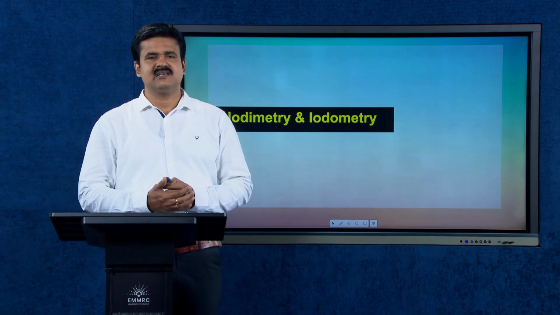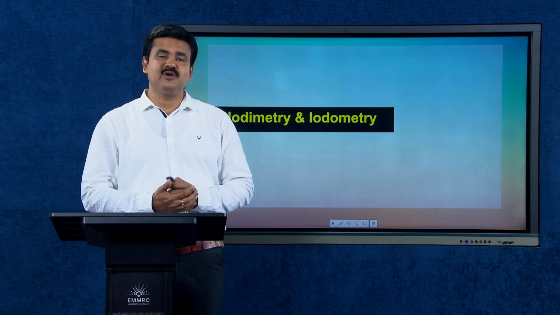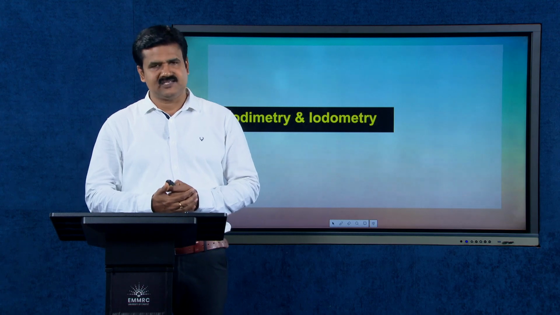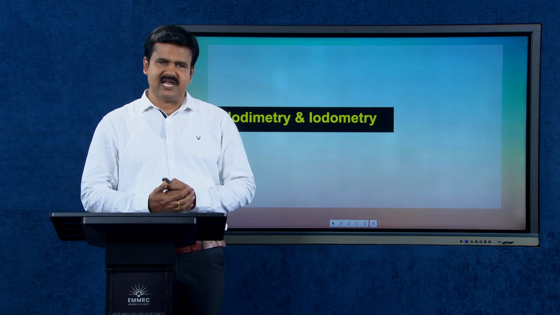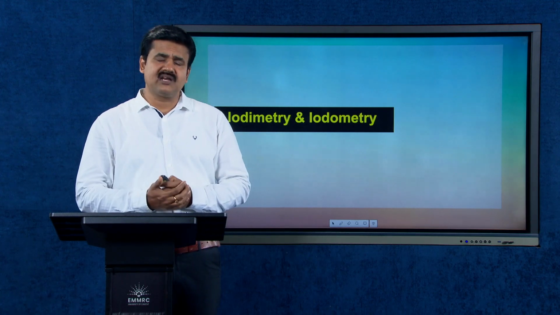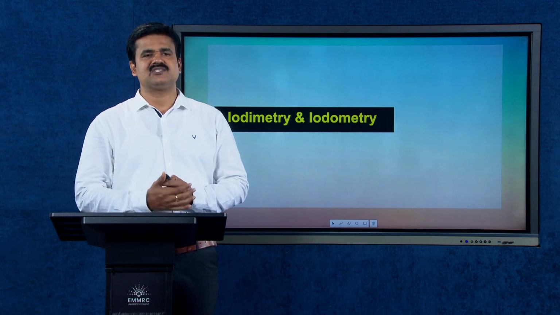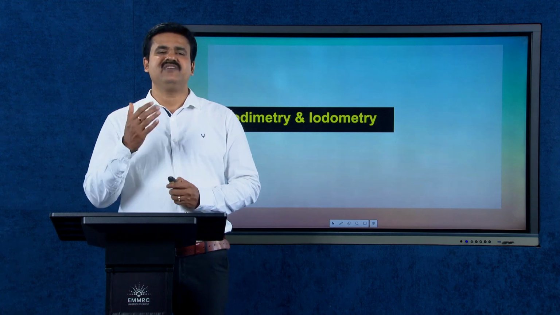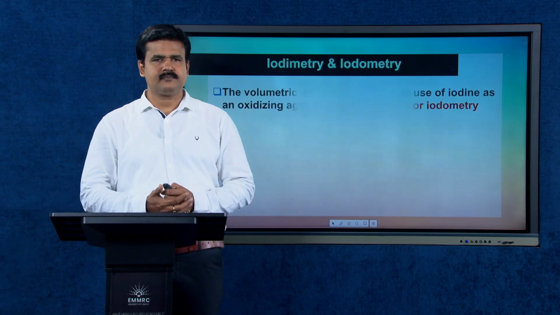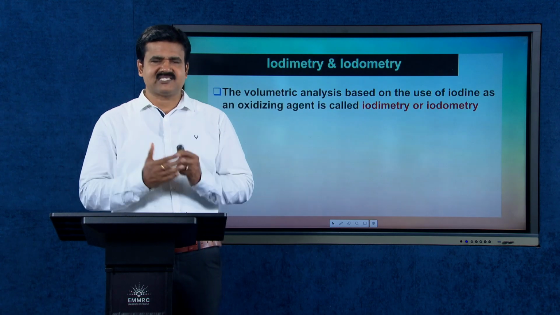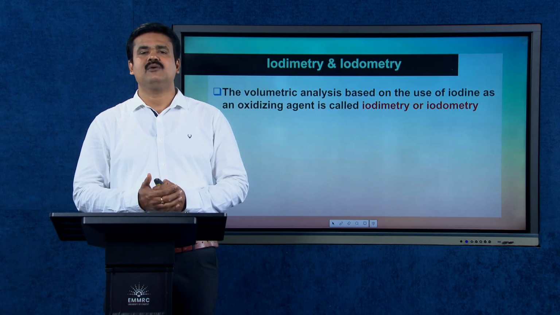In volumetric analysis, we are measuring the volume of a known substance to find out the unknown concentration of another substance, or the analyte. We can have several titrations or volumetric reactions based on iodine. The general category of all volumetric titrations involving iodine belongs to iodimetry or iodometry. Now we can have more details about iodimetry and iodometry. The volumetric analysis based on the use of iodine as an oxidizing agent is called iodimetry or iodometry.